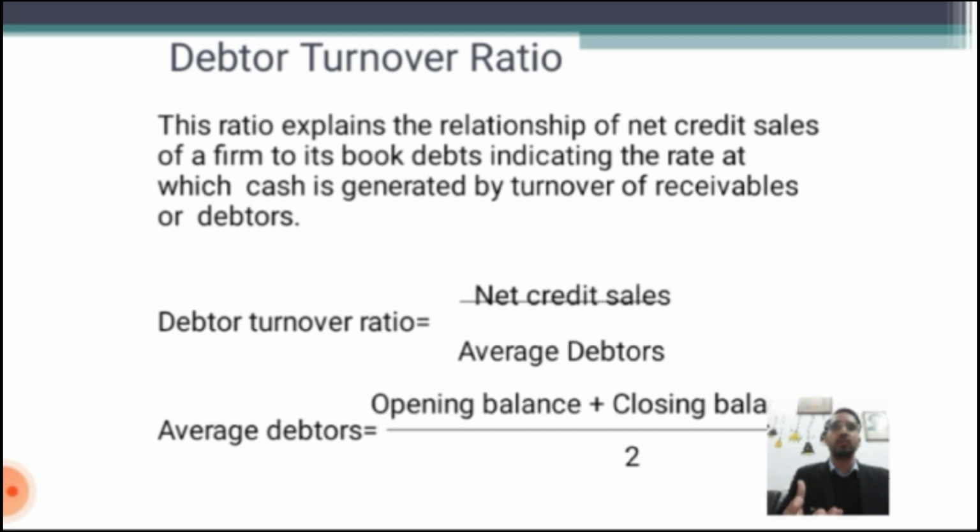Debtor turnover ratio is equal to net credit sales or net sales divided by average accounts receivable, meaning average debtors. Average accounts receivable, meaning average debtors, is equal to opening debtors plus closing debtors divided by 2. Significance: a higher debtor turnover ratio is good for the business. It indicates the efficiency of the credit collection staff. Similarly, the shorter the average collection period, the better it is.